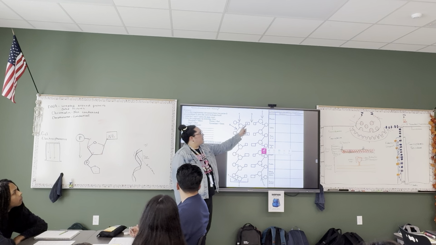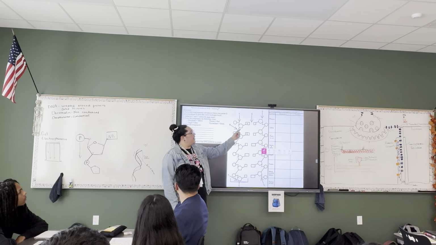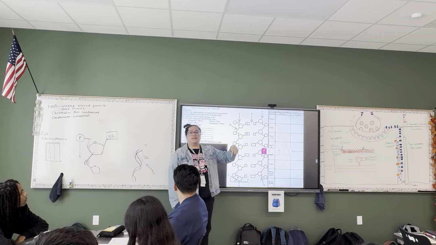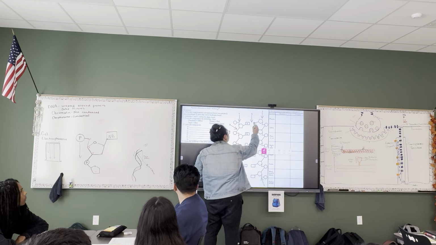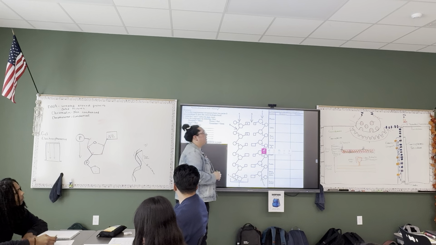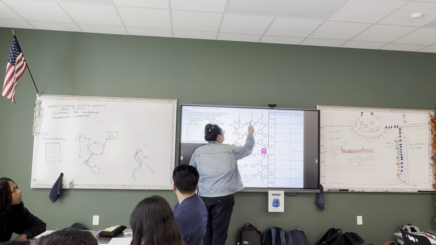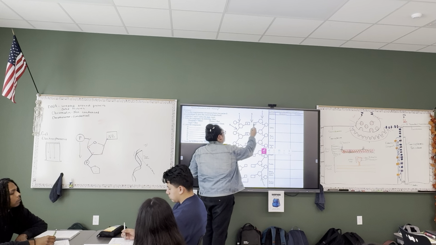If this is a nitrogenous base, which one is it? Adenine. And what should this one be then? Because adenine always pairs up with thymine. But how many hydrogen bonds should I draw? Two. Because adenine and thymine always pair up with 2 hydrogen bonds. Just like that.